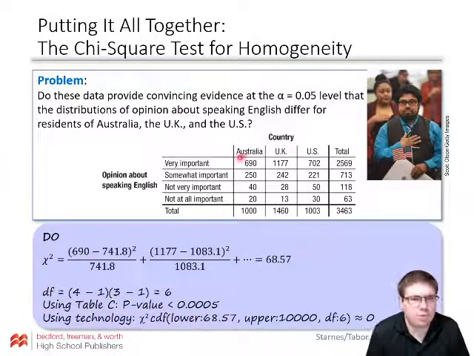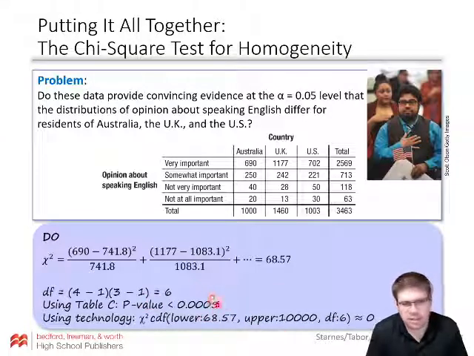The degrees of freedom is rows minus 1 times columns minus 1. We have 4 rows of data, 3 columns. So it's 3 times 2, which is 6 for our degrees of freedom. And our p-value, if we do chi-square CDF from 68.57 up to infinity with 6 degrees of freedom, is approximately 0. That's a very, very large chi-square value.